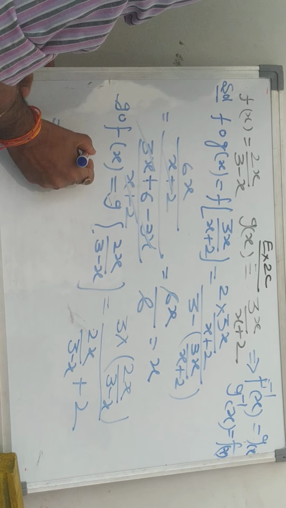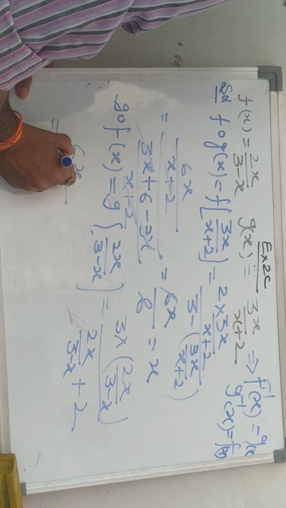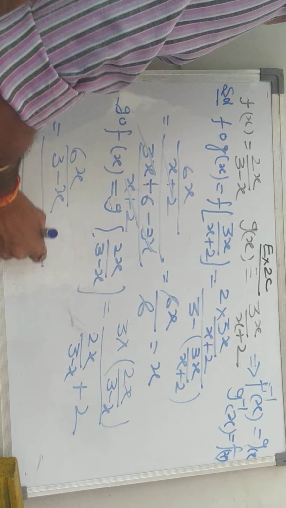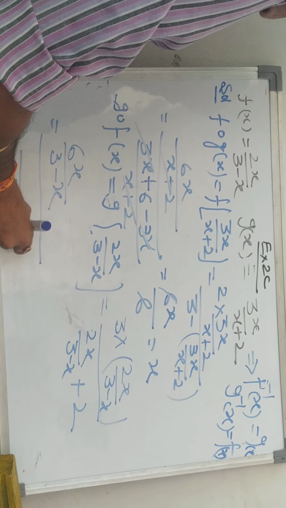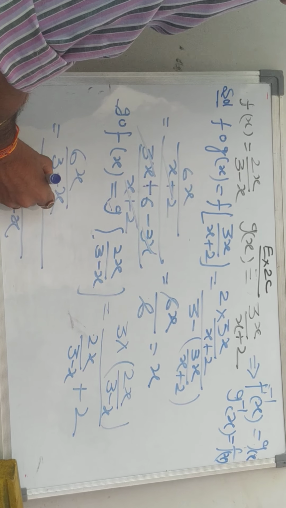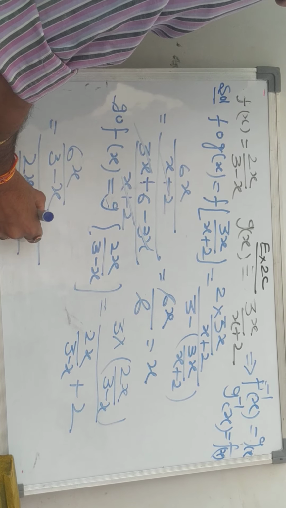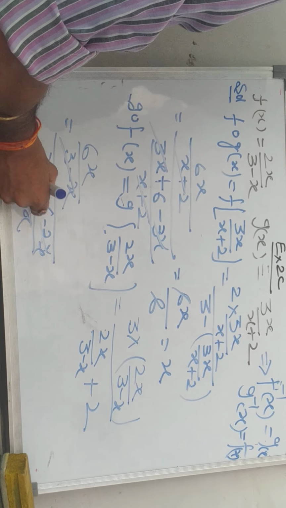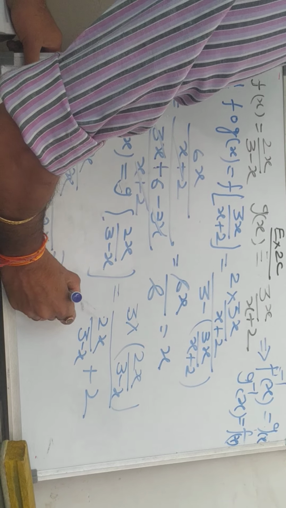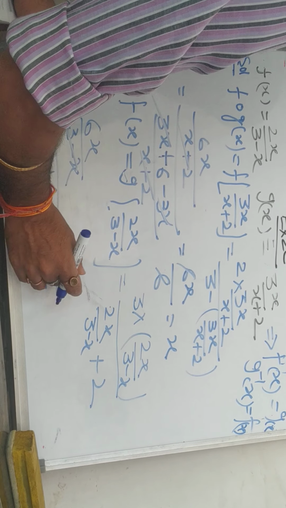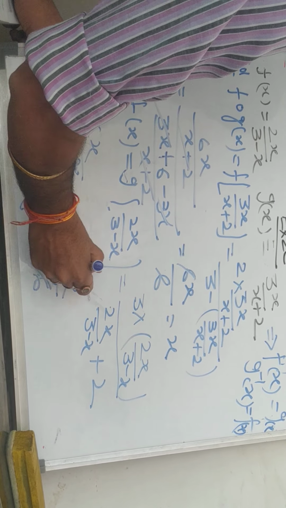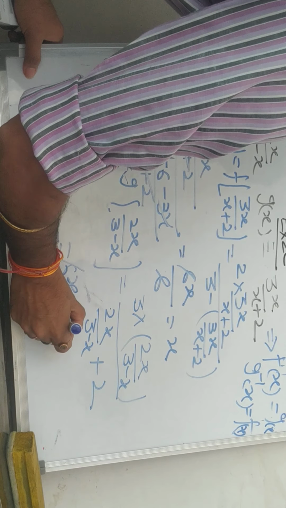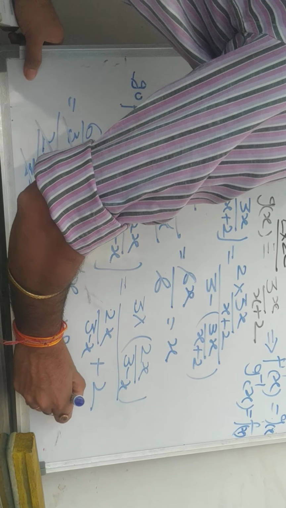The numerator converts into 6x upon 3 minus x. Now in the denominator we take 3 minus x as the LCM. It converts into 2x plus 6 minus 2x. 2x and 2x cancel, 3 minus x cancels, 6 upon 6 cancels, and the answer is x. Then f of g and g of f are both equal to x.